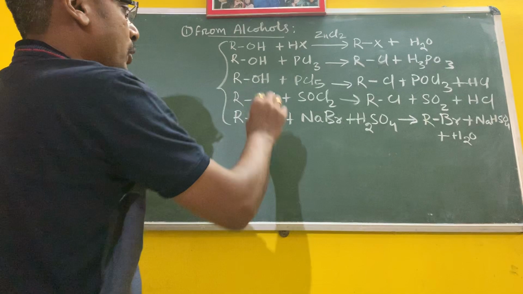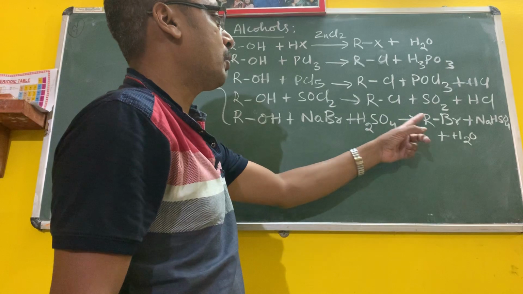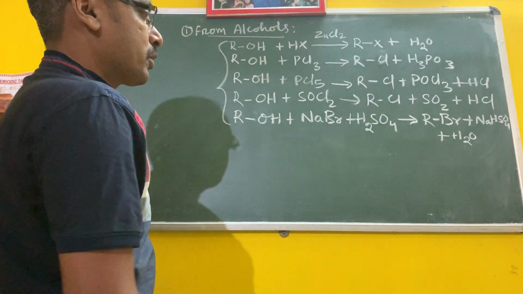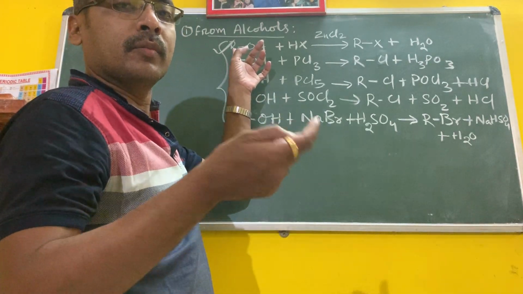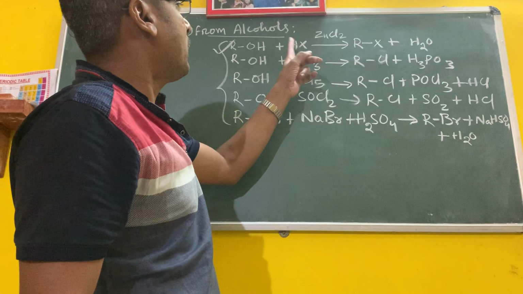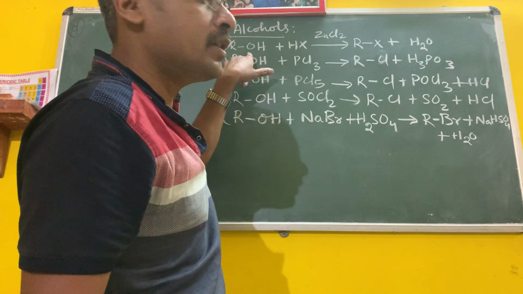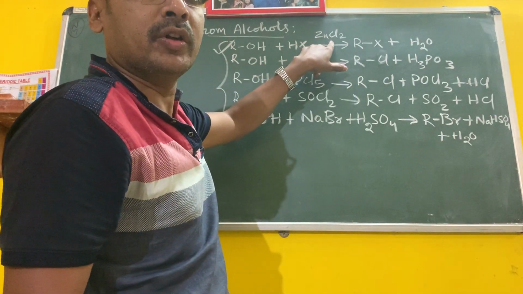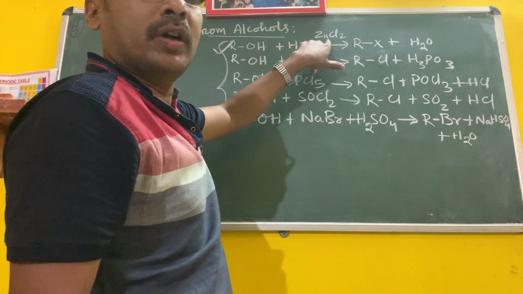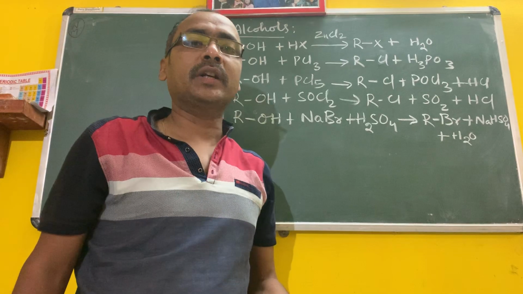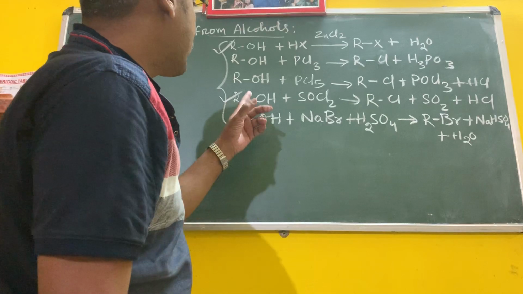So these are the 5 important types of preparation of alkyl halide from alcohols: 1, 2, 3, 4, 5. For the first one, the alcohol may be primary, secondary or tertiary. If the alcohol is primary or secondary, then you can use ZnCl2. If the alcohol is tertiary, there is no need for ZnCl2, because tertiary alcohol is more reactive. Because the tertiary carbocation is more reactive, you know. So no need to give the ZnCl2. Automatically it will give turbidity. Turbidity means precipitation.